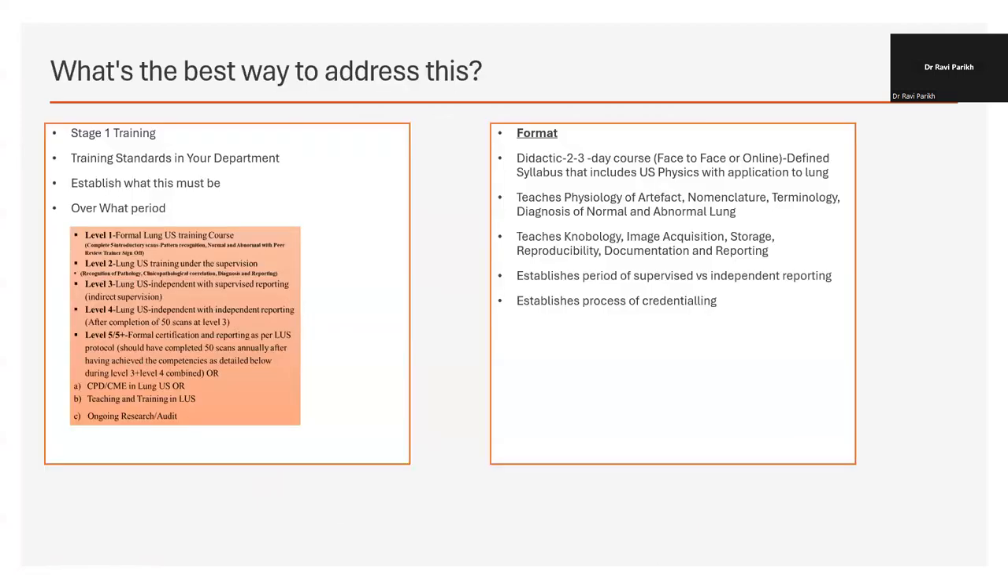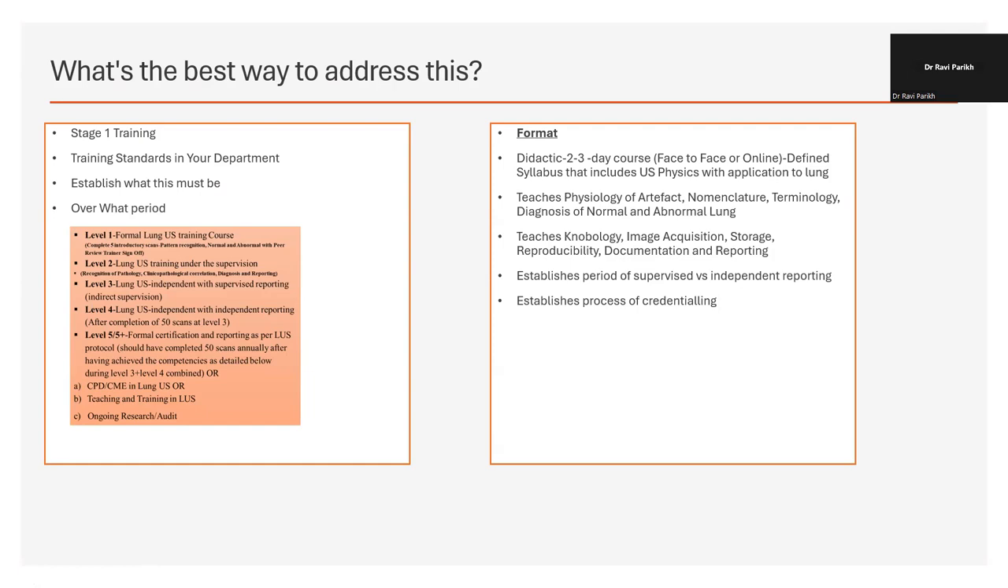Now, what is the best way to address this? And I'd like to say that we have done that with you throughout this course. And that is really first establishing that you've trained in a manner that allows you to go through a process which meets criteria that are internationally recognized.